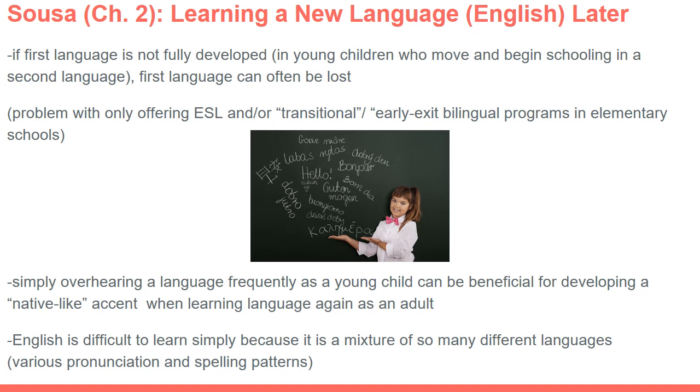Also, Sousa gives an overall statement that English is a difficult language to learn. You can't just learn it simply by repetition. Also, there are many different pronunciation forms, many different dialects, and of course many different spelling patterns that have been influenced by several different languages. And so, since English is an amalgam of different languages and different forms of speech and pronunciation, English can be difficult for students to learn.